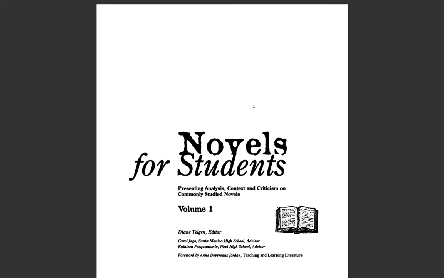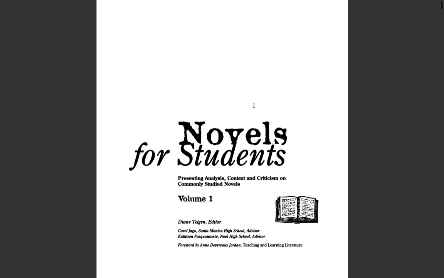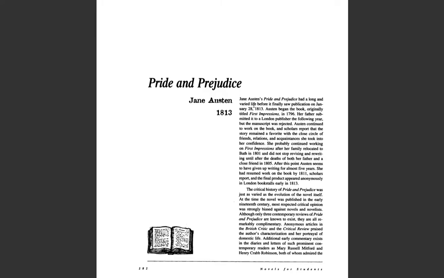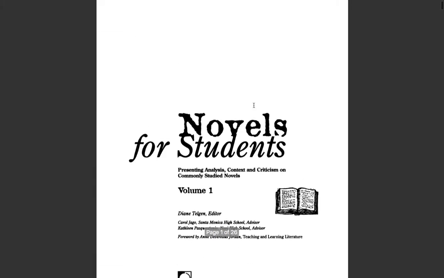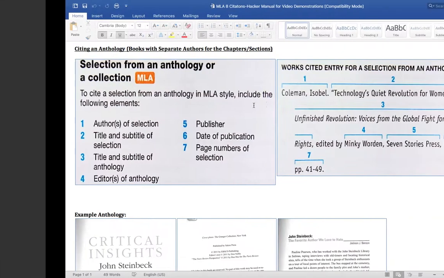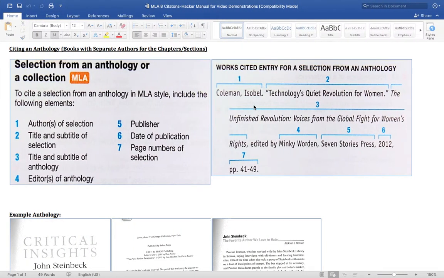So first things first, let's talk about how to cite this first section, this section that covers the overview of the book, the characters, the title, the themes, the historical references. What we have in Novels for Students is a book that doesn't list an author, but it lists an editor, and it's also an anthology. As our guide, we're going to use these instructions for how to cite an anthology with just an editor listed.